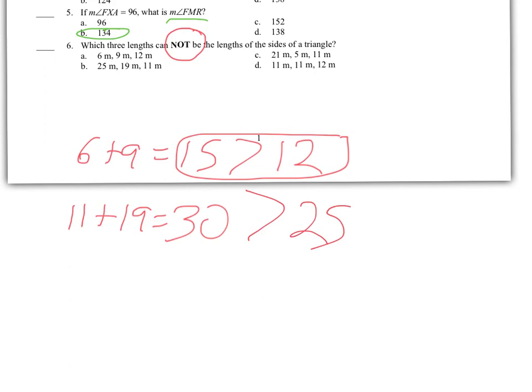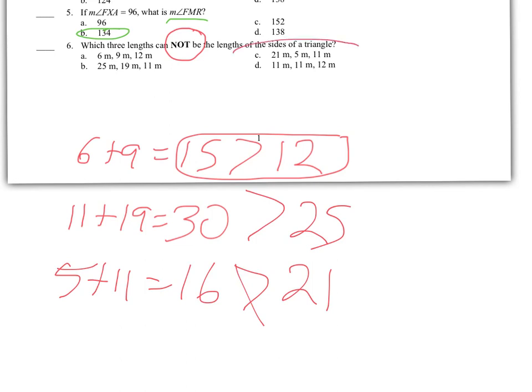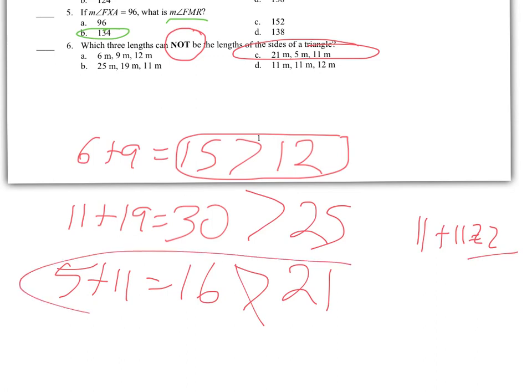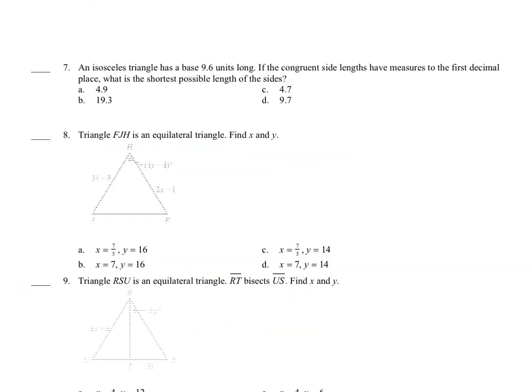Looking at selection C, 5 plus 11 is 16. Is that greater than 21? No, it is not. That's how we know C is our answer. If you were to look at D, we would know that 11 plus 11 is 22, which is greater than 12, so yeah, that would be the sides of a triangle. So C would be the one that could not be the lengths of a triangle. All right, number 7, we're looking at this one. It's very similar to the previous question.